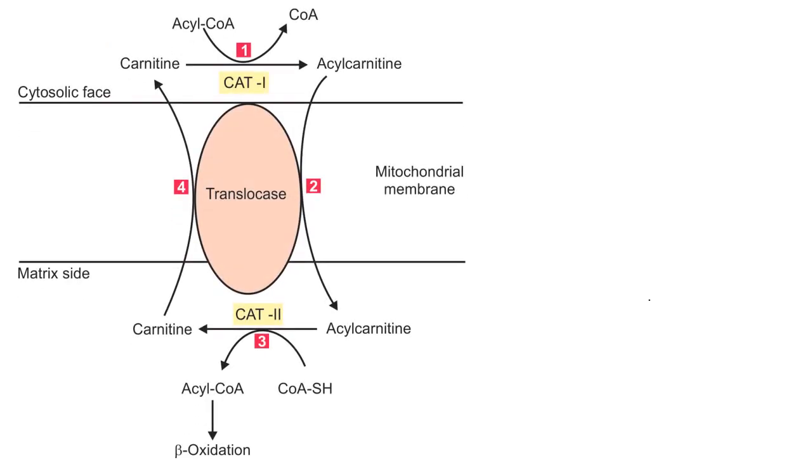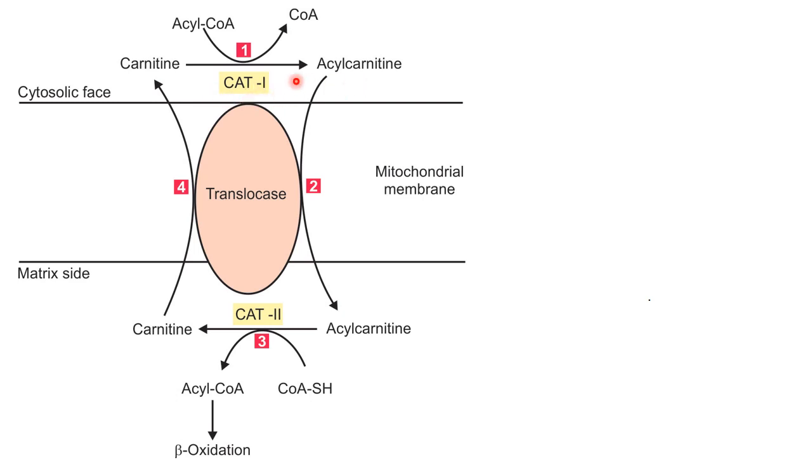This is the image showing the transport of activated fatty acids from the outer mitochondrial membrane to the inside of the mitochondria. So on the cytosolic side of the mitochondria, the acyl group from the acyl-CoA is transferred to the hydroxyl group of carnitine, and this carnitine gets converted into acyl carnitine with the help of an enzyme called CAT1, that is carnitine acyl transferase 1.